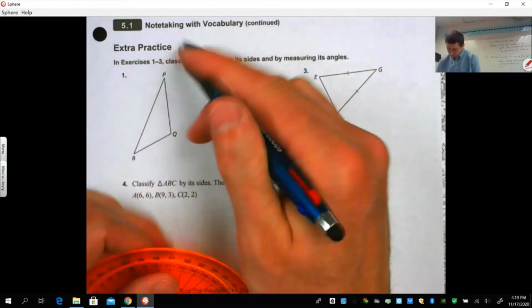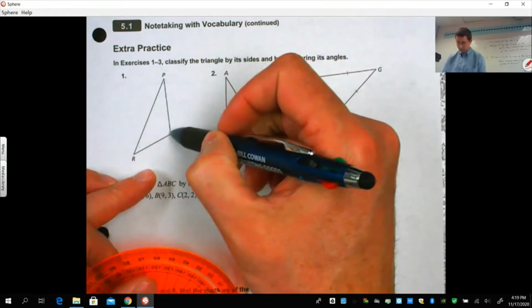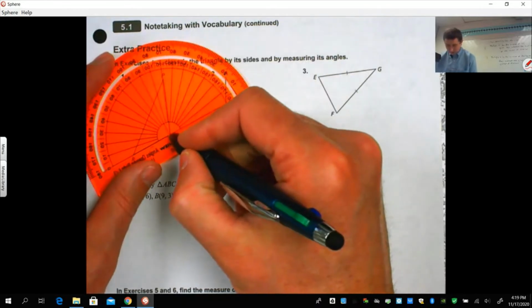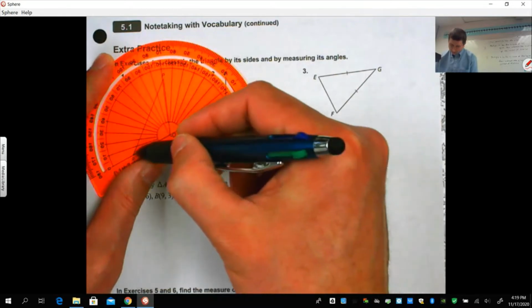So we're going to measure some of these angles. You know what? This one looks acute. This one looks acute. This one looks obtuse. Just to review, we can check that. Put the crosshairs right on there. One side has to go along there, and then we're going to measure this side.